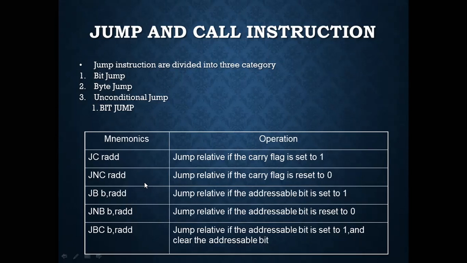Now simultaneously this JBC does two tasks. Number one, jump relative if the particular bit is set to 1, and parallelly it will clear this particular addressable bit that is located in the internal RAM address. So this was the example of bit jump. There are examples of byte jump and unconditional jump also. So we are just going through.